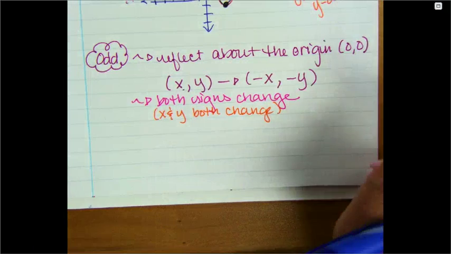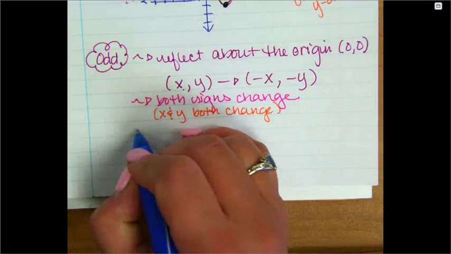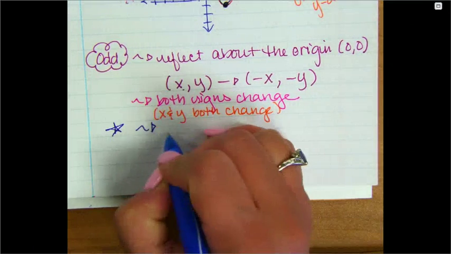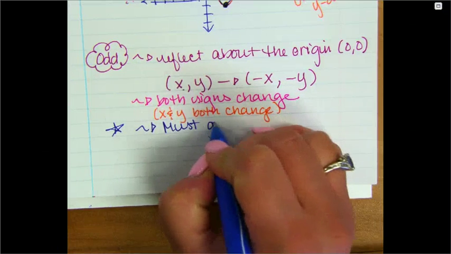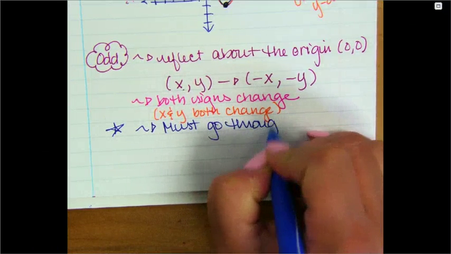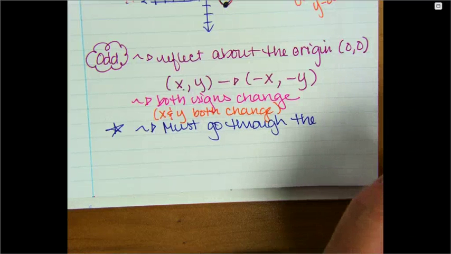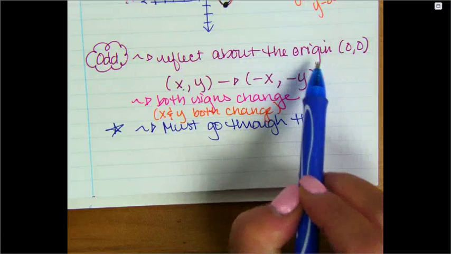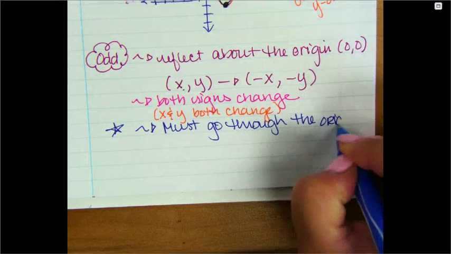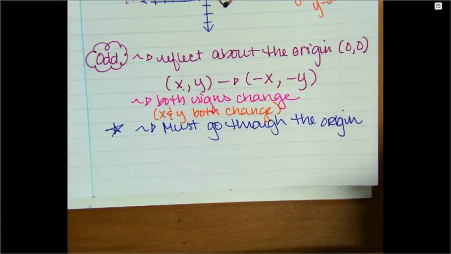The last one said you had to have a point on the y-axis. This one says you must go through the what? What do you think it has to go through? No. What did we say in the very beginning? The origin. So technically, yes, the x-axis, but also the y. So we must go through the origin.